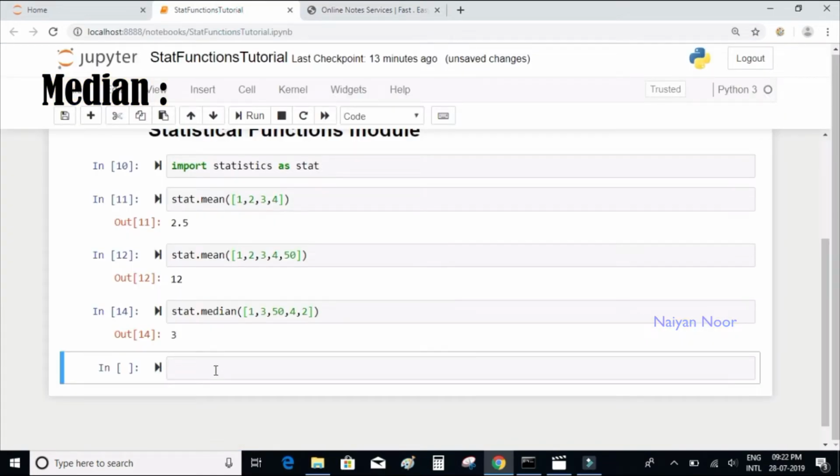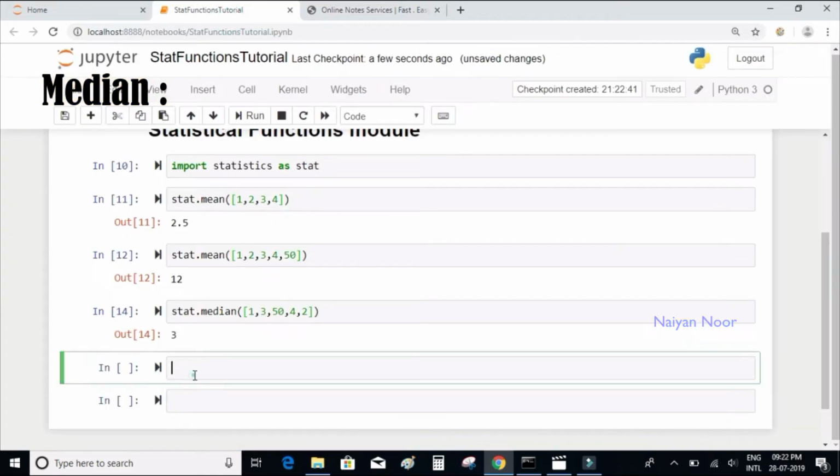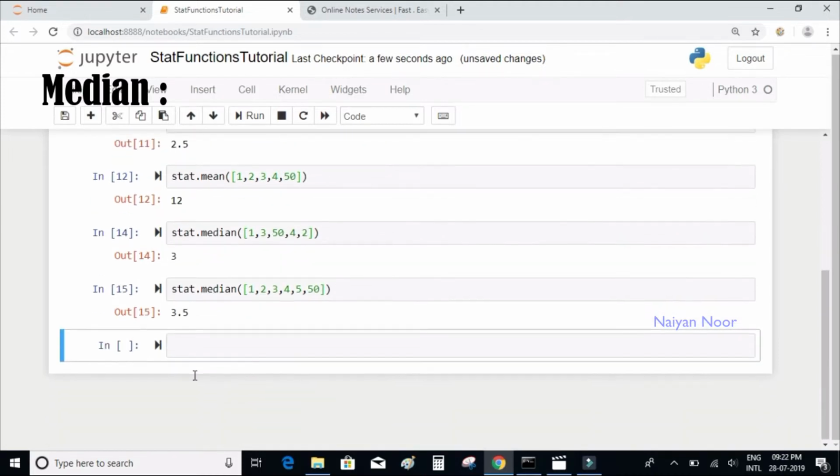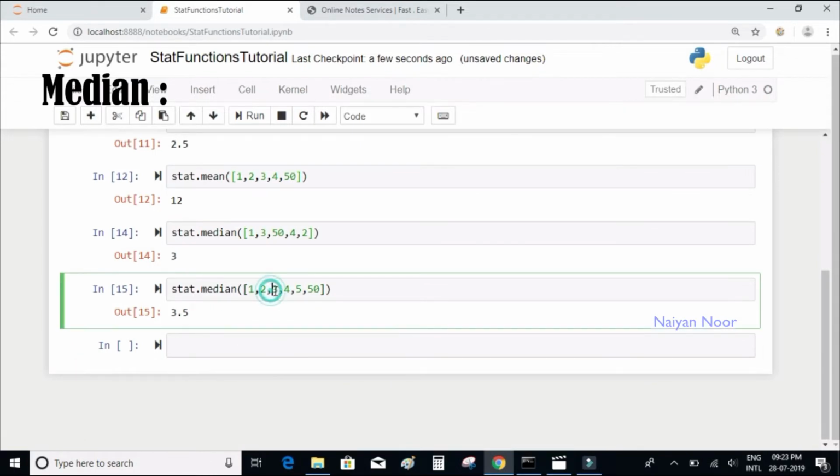Let's try to verify that. We'll write stat.median. This is the case where we have two numbers exactly in the middle: 1, 2, 3, 4, 5 and 50. It returns the median, or the average, of 3 and 4.